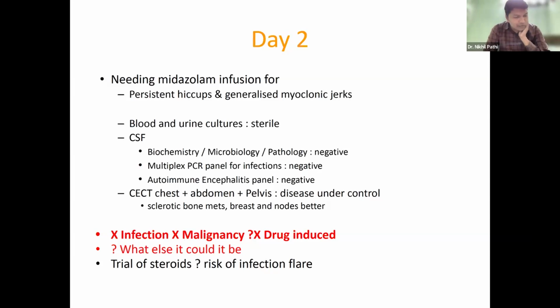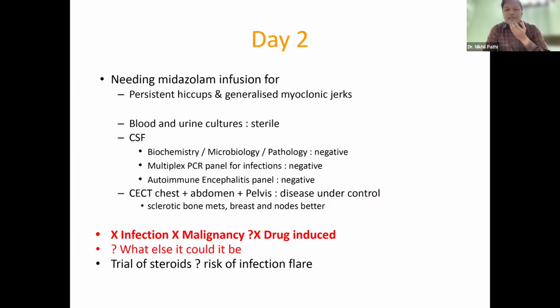We also wanted to check what's happening to her disease status, and so we thought we'll do an evaluation, and CT chest, abdomen, pelvis was done, and again it reinforced that the disease is still under check. So with this information, infection was grossly ruled out. Neither is this carcinomatous meningitis. Palbo-induced encephalitis is also not fitting into it. So I really wondered, shocked, perplexed, what else could this be?